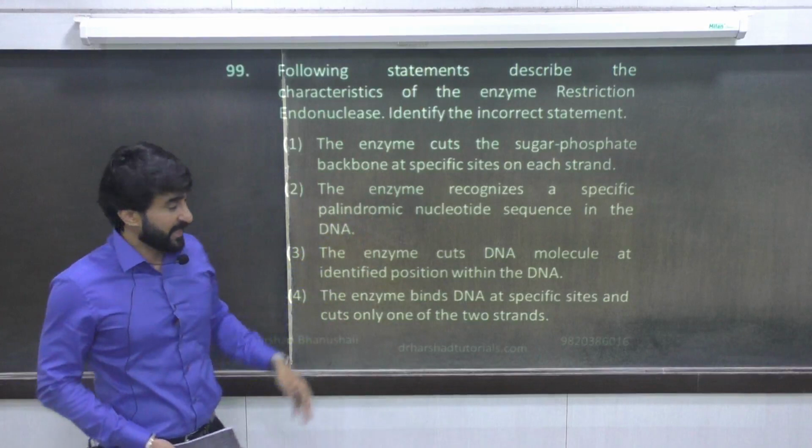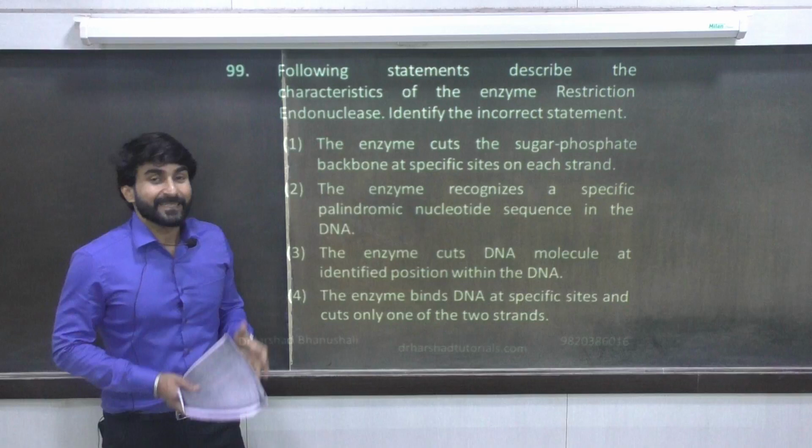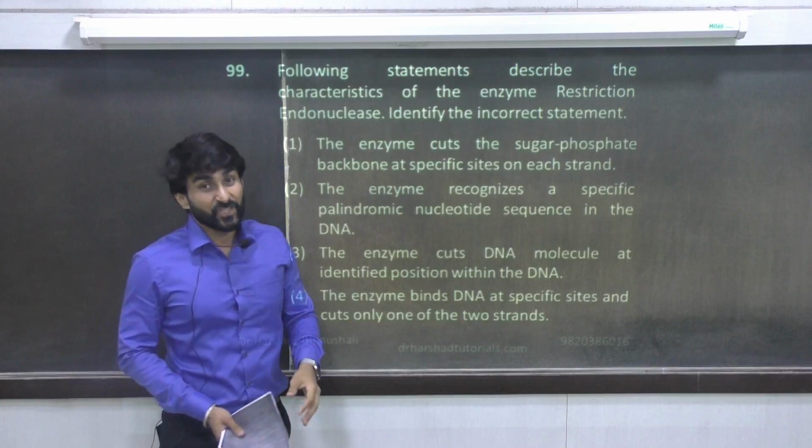Now, the enzyme cuts DNA molecule at the identified position within the DNA. Again, correct statement. The restriction endonuclease is called the restriction endonuclease because they're very, very specific. They always cut at specific sites. For example, EcoRI, I'm repeating the example, always cuts between G and A. So this is a true statement.